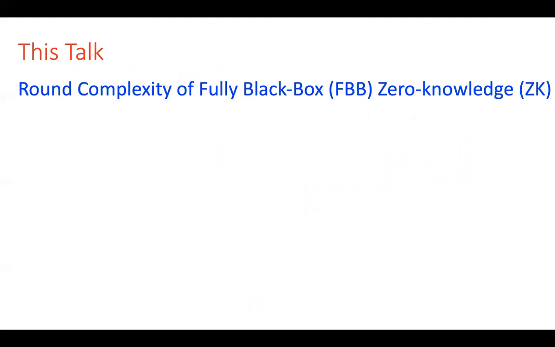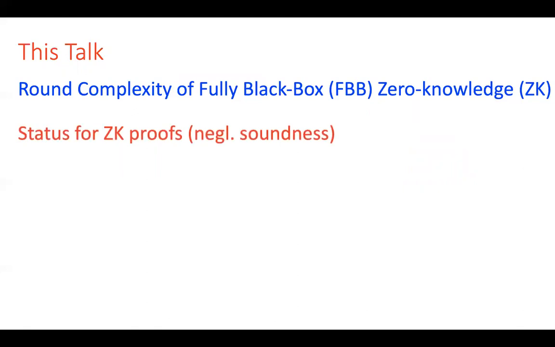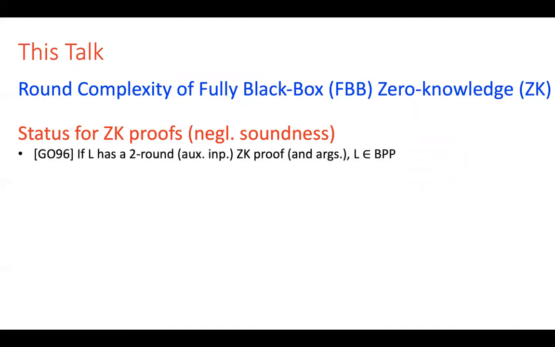We are interested in understanding the round complexity of fully black box construction of zero knowledge. Let's ask first, what do we know for proofs? Let me restrict here that we're only going to talk about proof systems with negligible soundness. The very first work of Goldreich and Oren showed that two round zero knowledge proofs and arguments exist only for trivial languages, that is, for languages in BPP. This was extended by Goldreich and Krawczyk for black box constructions, not fully black box, and showed that for any language that has a three-round black box zero knowledge proof or argument, the language must be trivial.